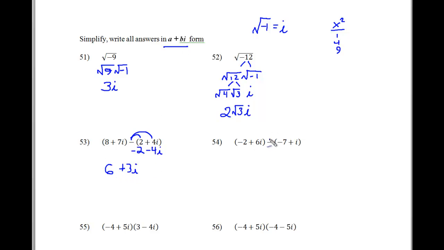Same thing goes here. We're going to distribute this negative, so this becomes positive 7, and this becomes negative i. So we're going to have negative 2 plus 7, which is going to be positive 5. And then we're going to have 6 minus i, or minus 1i, so that's going to be plus 5i. And the format is a plus bi, so we do not need to factor out a 5 in this situation. That is the finished answer.